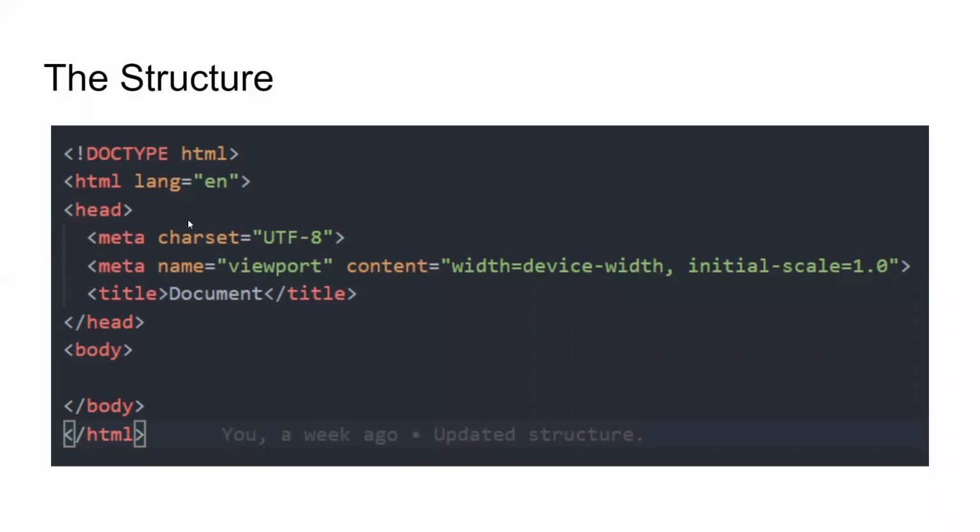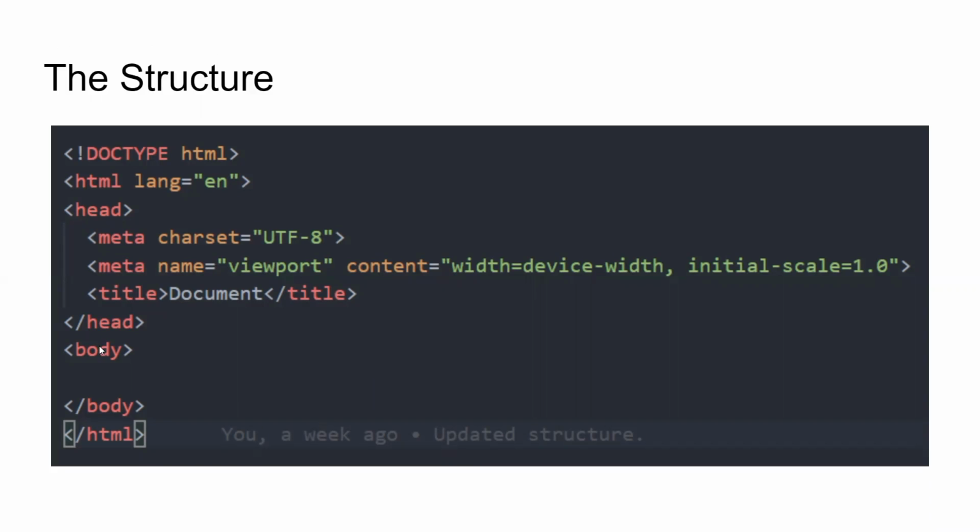Then we have the head tag, which holds the meta tags and the title tag. The title tag, as you can see, is the one that is shown at the tab of the browser when you use it, and we specify all of the details and the settings regarding the viewport within the meta tags.